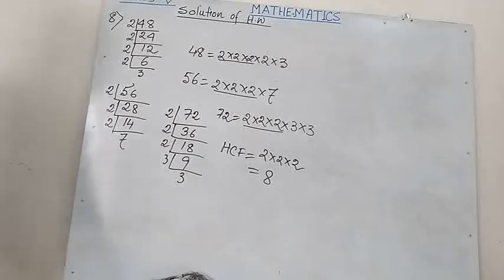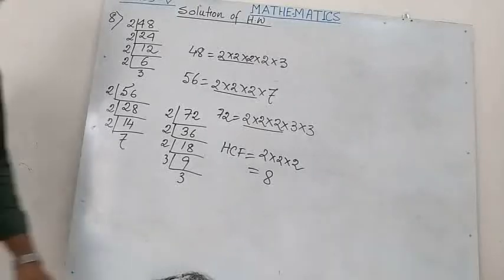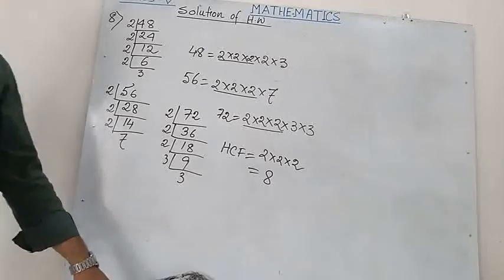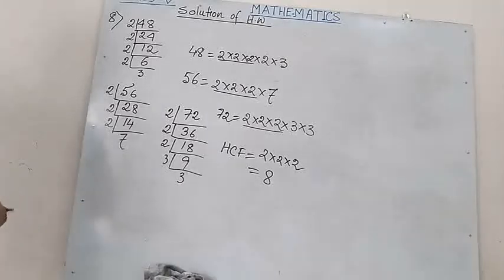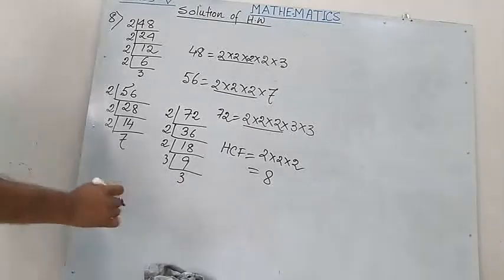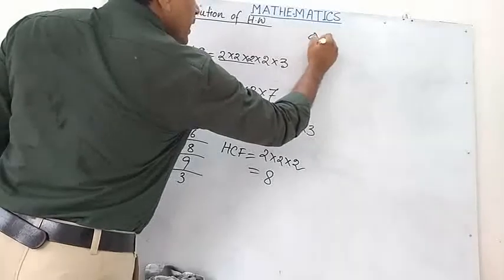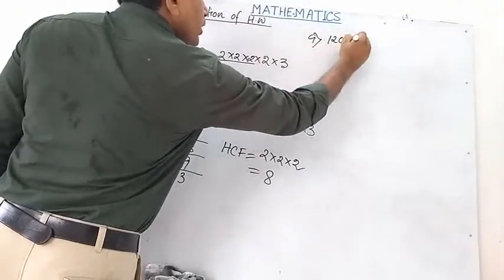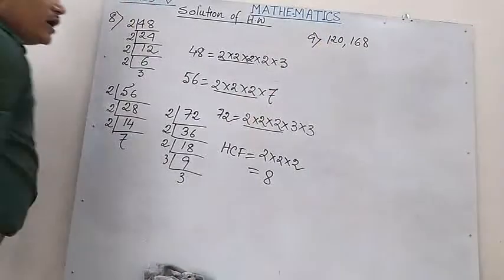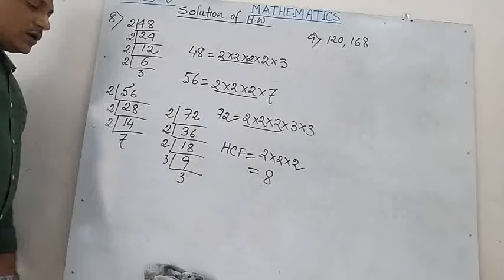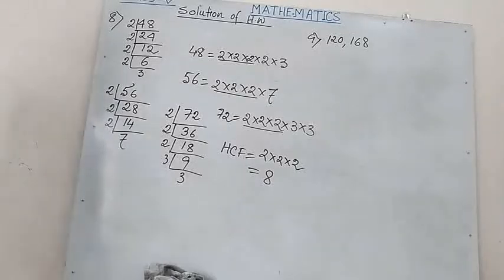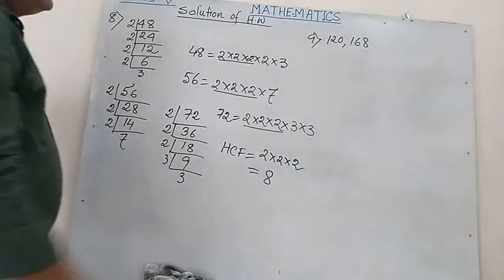Next, find the HCF of 120 and 168 by long division method. It is the normal procedure. Number 9. So 120 and 168. We have to find out the HCF of 120 and 168 by long division method.